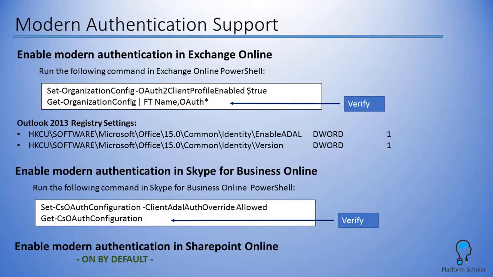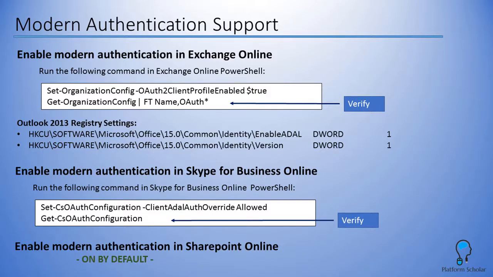All Office 2016 applications support modern authentication by default, but in the case of Exchange Online, there is a server setting that must be turned on for it to work. First, you need to connect to an Exchange Online PowerShell session and then run the following command: Set-OrganizationConfig -OAuth2ClientProfileEnabled $true. You can check the current setting with a Get-OrganizationConfig. As for Office 2013, modern authentication is supported as of the March 2015 update, but you also need to set two registry settings manually.